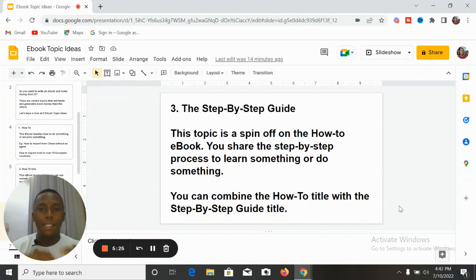The step-by-step guide. Okay, now this topic is a spin-off from the how-to ebooks. It's a complete spin-off. So you simply share a step-by-step actionable process to learn something or do something. The amazing thing about the step-by-step is that you can combine it with the how-to. So you can use both the how-to topic and the step-by-step topic in one title and a subtitle.